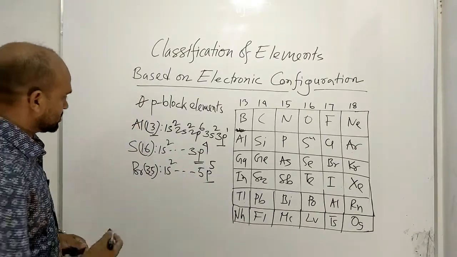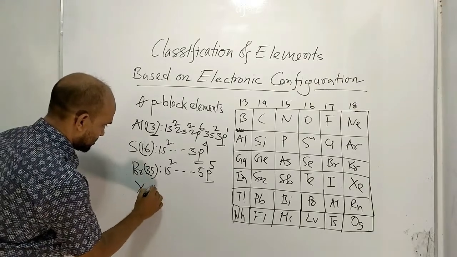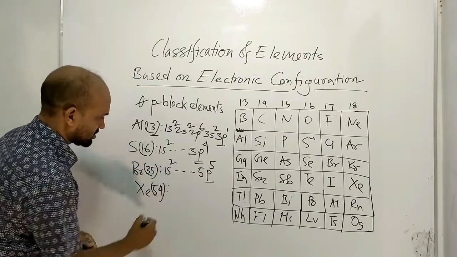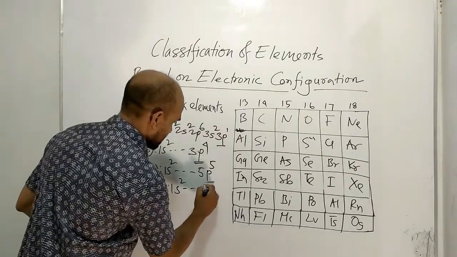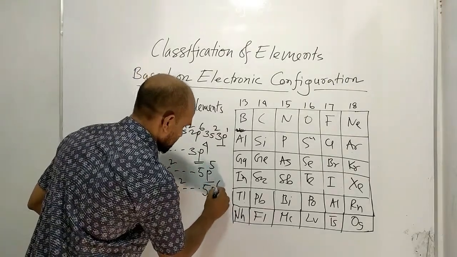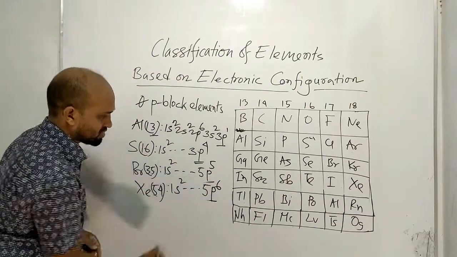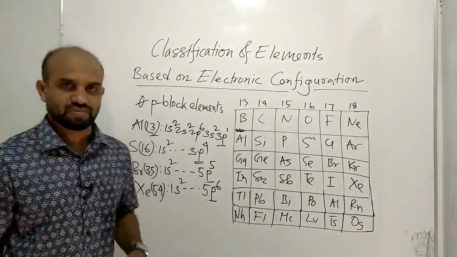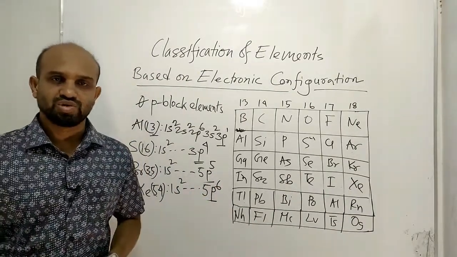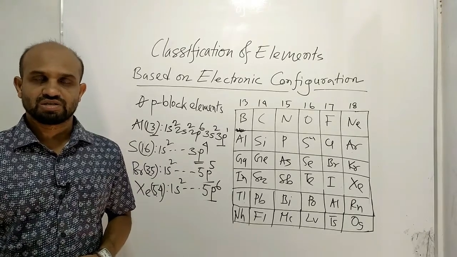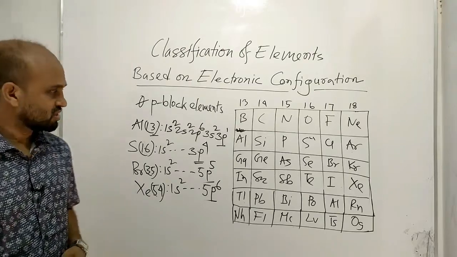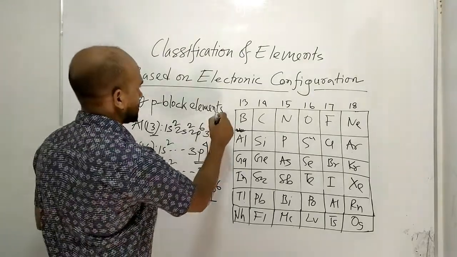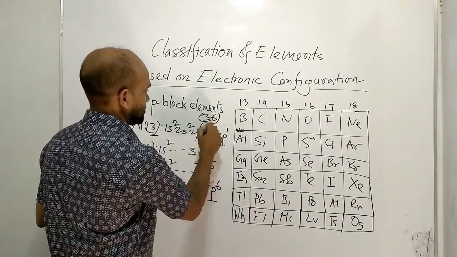Another one, let's say xenon. This is 54. 1s2, ... 5p6. That means the last electron enters the p orbital. So the elements in which the last electron enters the p orbital are called P block elements. Here the total number of P block elements is 36.